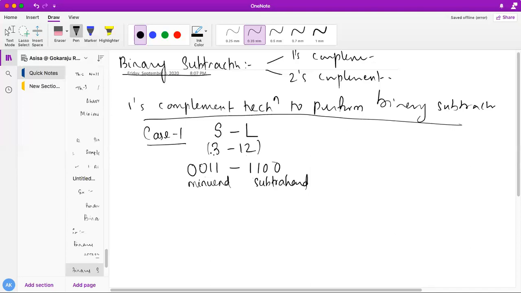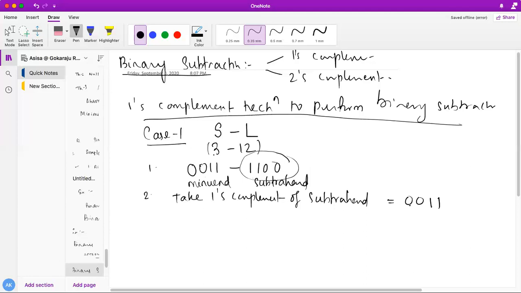Any doubt, students, in step 1? No, I think. Then step 2, what does step 2 tell? Step 1 is this one. Step 2 is take 1s complement of the subtrahend. You simply have to perform the 1s complement of this subtrahend. So what is the 1s complement of the subtrahend? It is 1 1 0 0. If I perform 1s complement, it is 0 0 1 1.